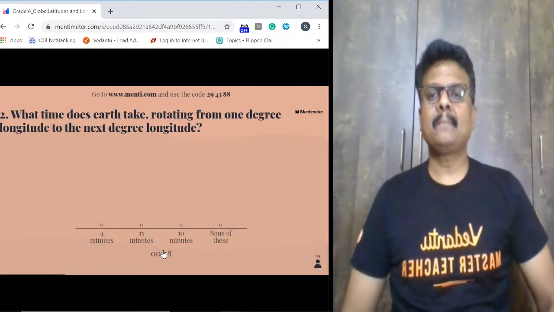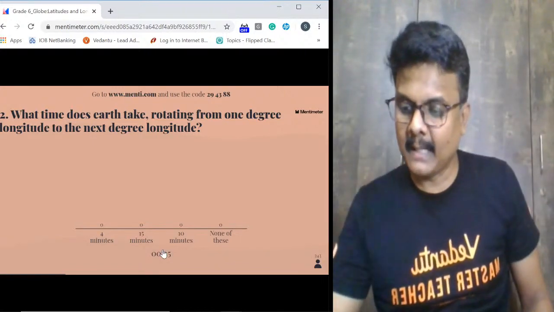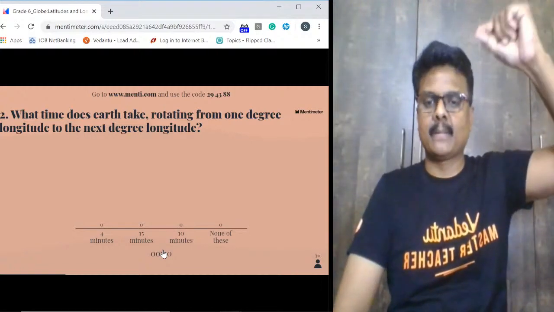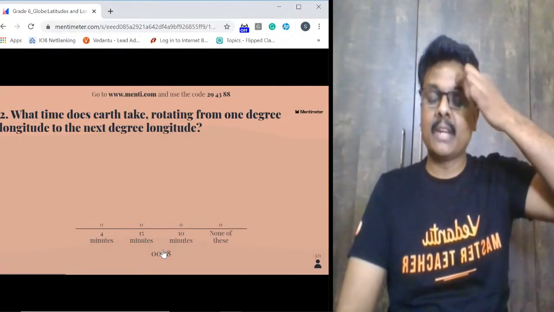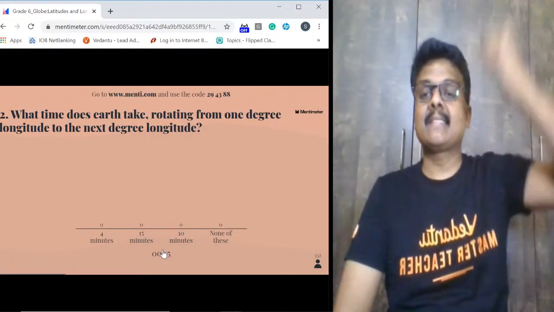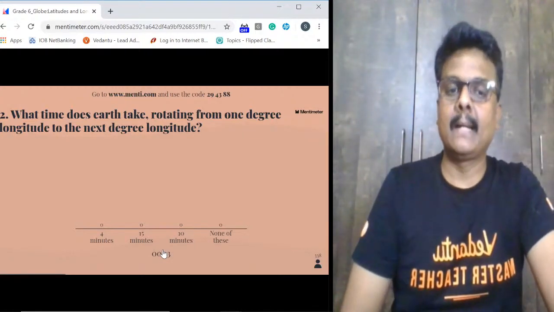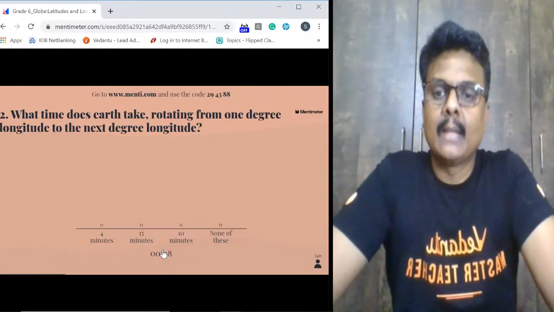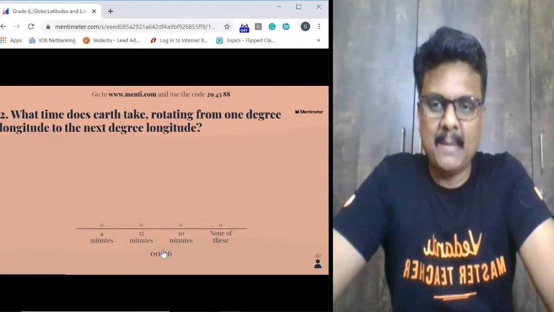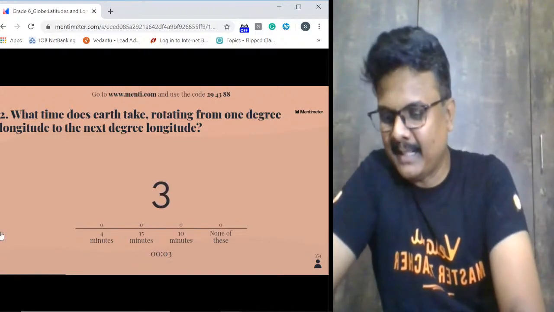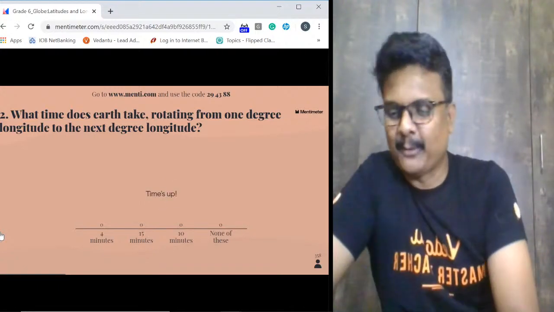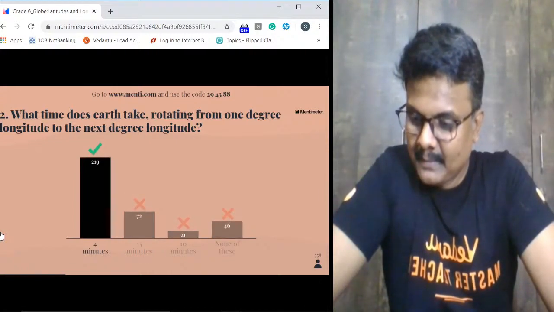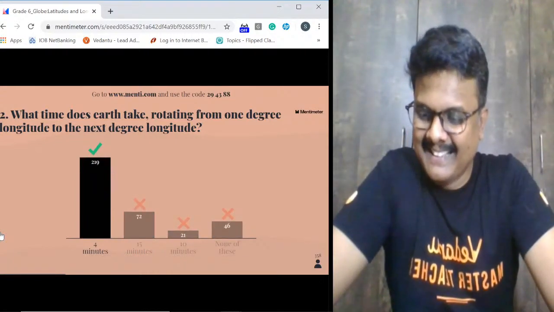Okay. GMT is only time, guys. Someone was asking. A place in the prime meridian is called Greenwich. So GMT is the time of that location. It is taken as a center because it is a part of the prime meridian. What time does Earth take rotating from 1 degree to the next degree? 4 minutes, 15 minutes, 10 minutes, none of these. Come on, everyone knows, right? I repeated it so many times for you.